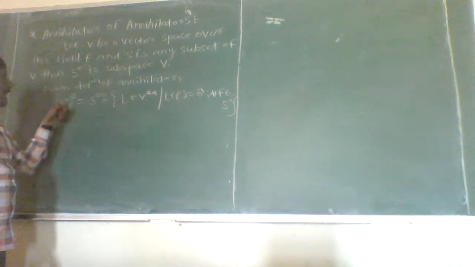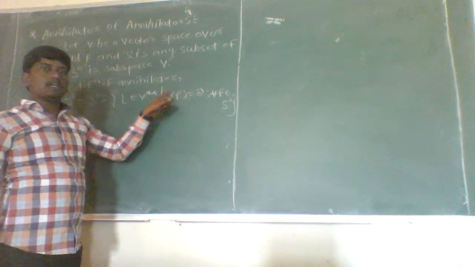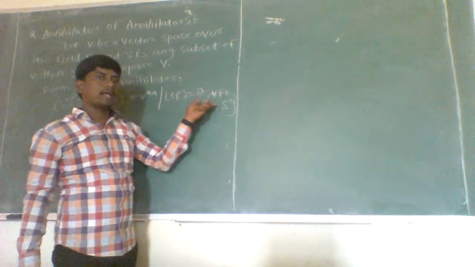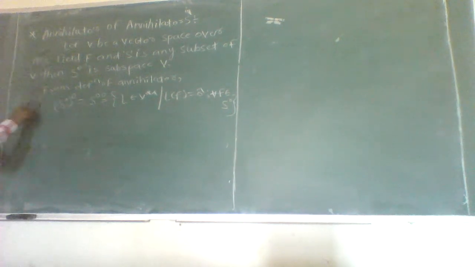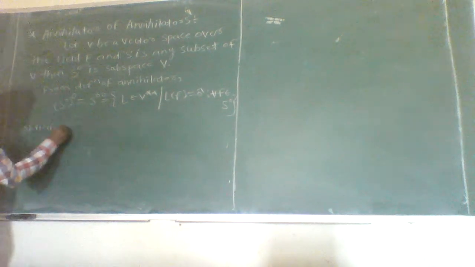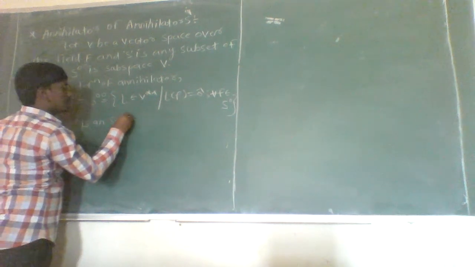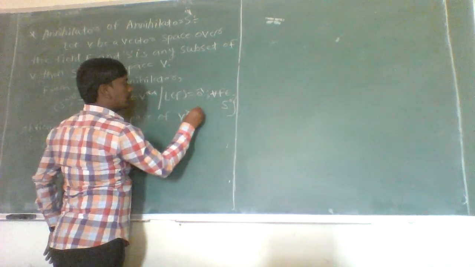Since here we have found the annihilator of an annihilator, it is all L belonging to V double star such that L of f is equal to the zero functional for each f belonging to S annihilator. This is called the annihilator of the annihilator set S. And obviously, S double annihilator is a subspace of V double star.